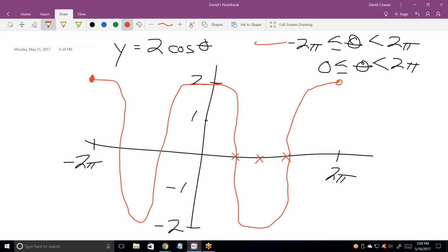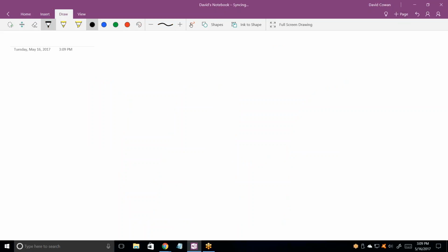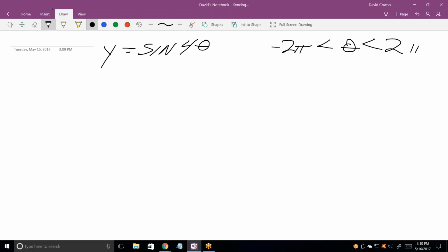Okay. All right, what else? The next one is y equals sine of 4 theta. Now, the domain is very important here. How do they describe the domain? Same way. All of these are the same way. So theta is greater than minus 2 pi and less than 2 pi. We'll make it look like that.